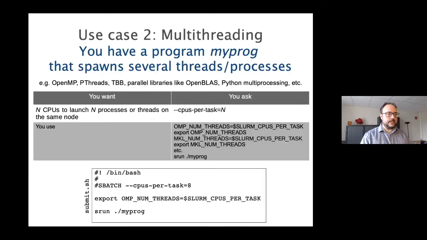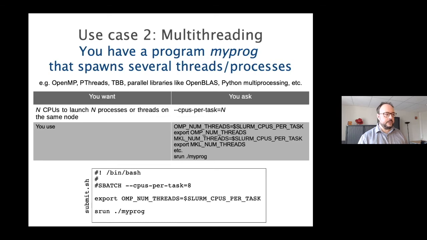So the second use case is multi-threading. Here we're not talking about an MPI program, but most typically an OpenMP program or a pthreads program, a TBB, Thread Building Blocks program, or if you are using a parallel library like OpenBLAS, or if you are using the Python multiprocessing module, then you are in this framework. So the main difference with the previous is that here you cannot use multiple nodes at the same time.